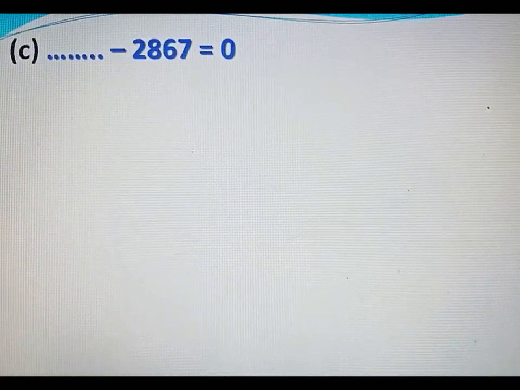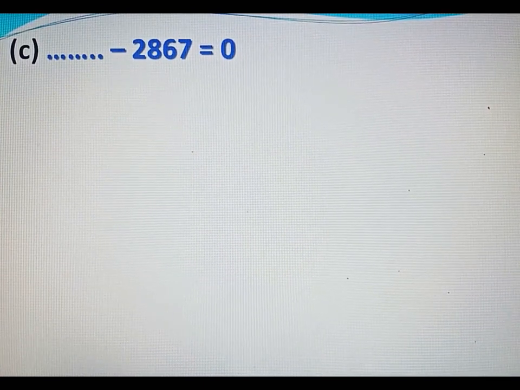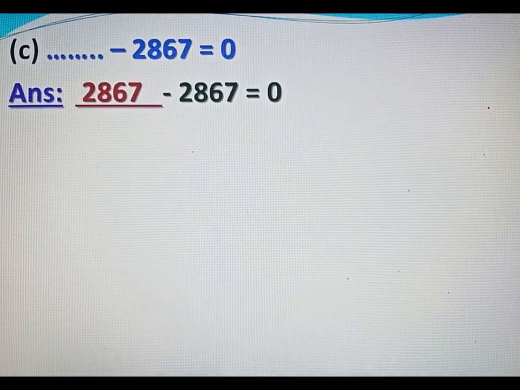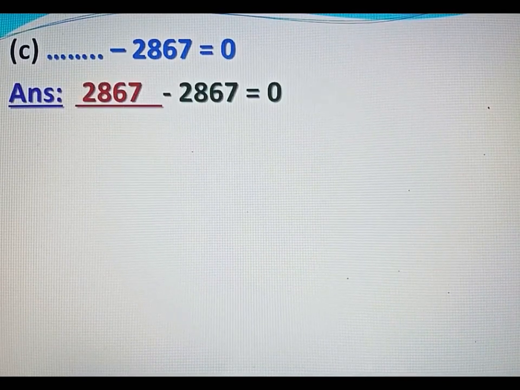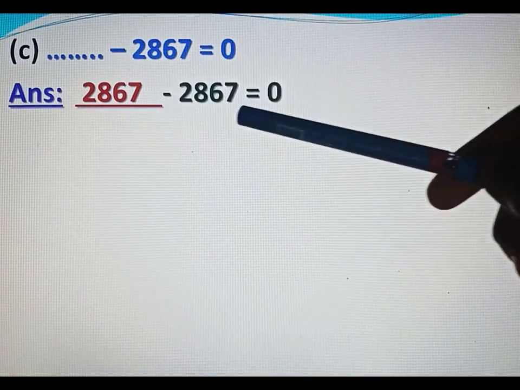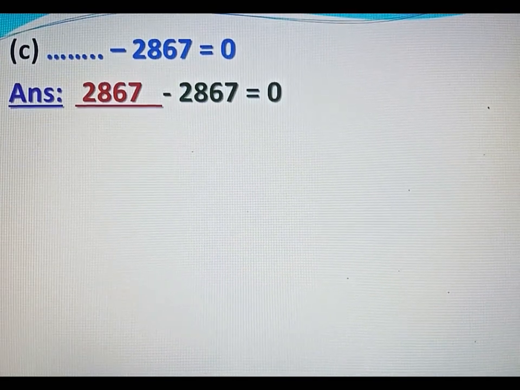C part: dash minus 2867 equal 0. Answer: 2867 minus 2867 equal 0. The same number we subtract, then the answer is 0. So the answer is 2867.